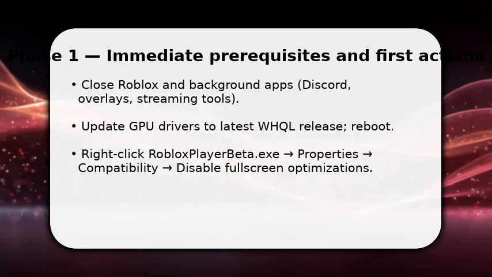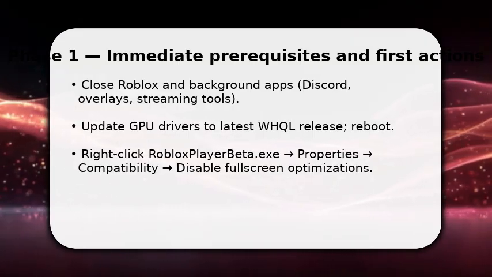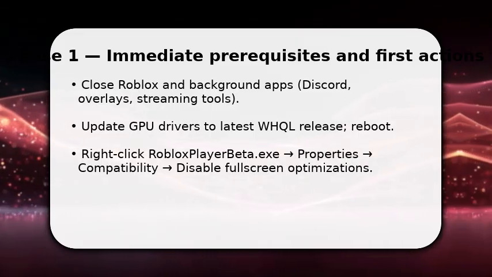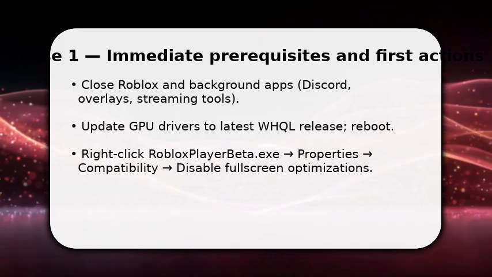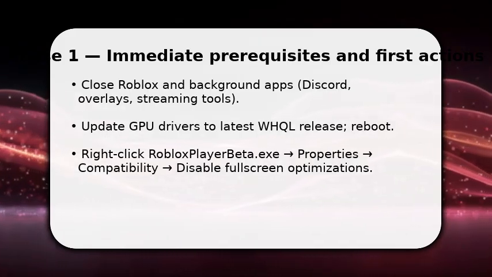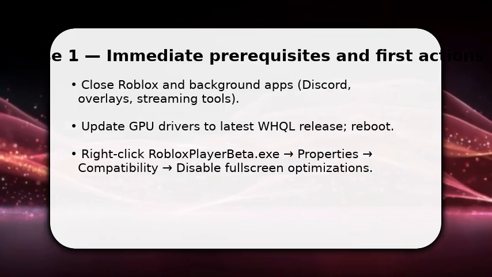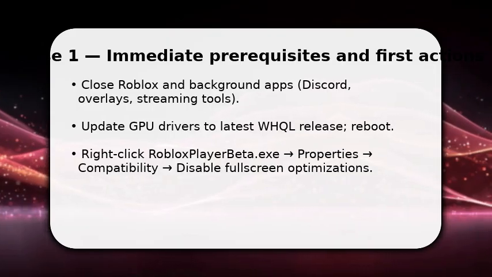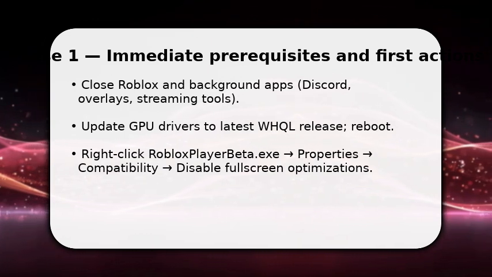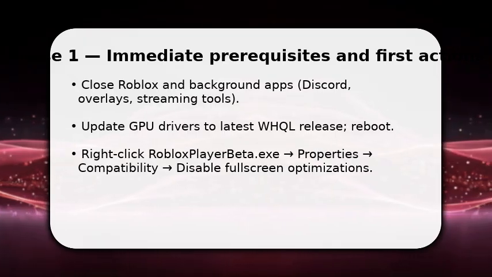You start by eliminating common software conflicts, close overlays and streaming apps so nothing hijacks frames. Next, update your GPU drivers and reboot so the display stack is current. Then locate Roblox Player Beta.EXE, open properties, and disable full-screen optimizations. This forces Windows to stop forcing borderless tricks that cause flicker. Once done, also change high DPI settings, and set scaling to be handled by the application. These steps prevent Windows from redrawing the window unexpectedly.